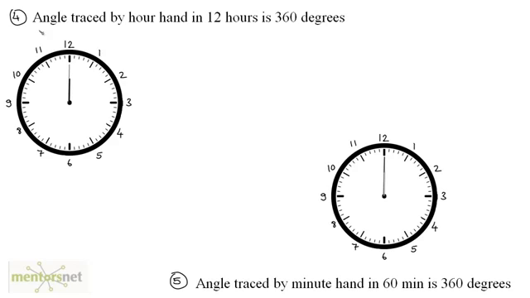The fourth point says that the angle traced by the hour hand in 12 hours is 360 degrees. Each hour, the hour hand points to a particular label, right? After 12 hours, the hour hand has completed one full revolution, and one full revolution is 360 degrees, isn't it? In a similar way, the angle traced by the minute hand in 60 minutes is 360 degrees. The minute hand also travels one full revolution in 60 minutes. Hence, we say that the angle traced is 360 degrees, right?